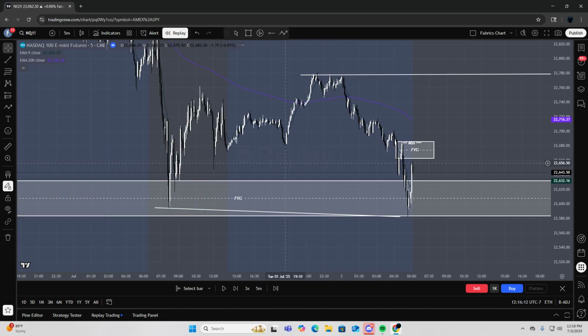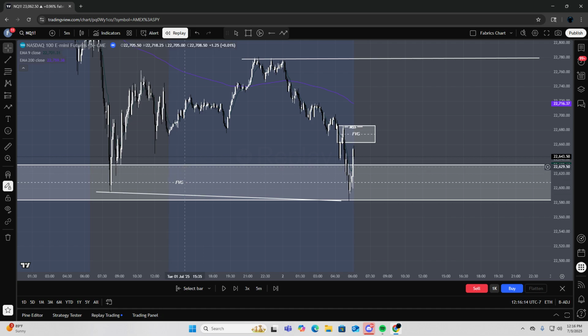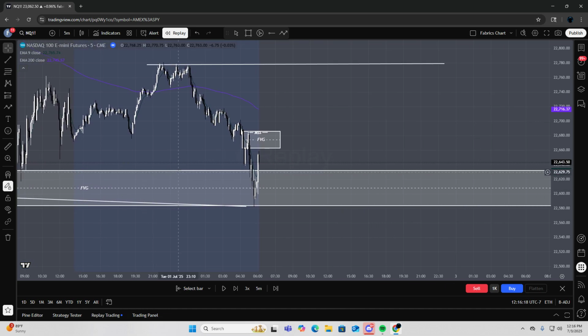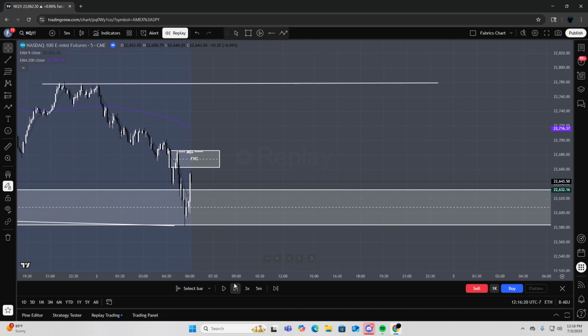As of right now, we already have our bias, just because we're holding the 1 hour. We have a bullish SMT. We already have our confluences basically saying, all right, my bias is going to be bullish for the day. And now from here, we just wait.